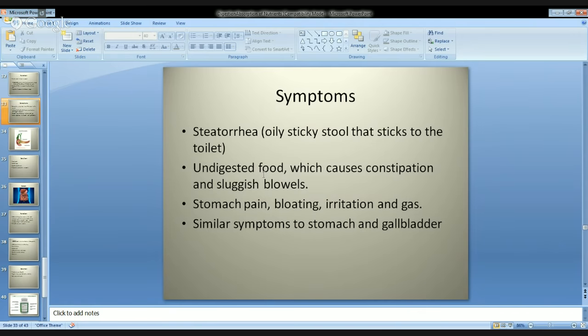But you see how you really have to look at, if you have one symptom, I can't tell you what to take unless I get the whole picture of what's going on. I have certain infographics that I'll be putting out this week to help you guys kind of organize all these things easily. Okay, stomach pain, bloating, irritation, gas, similar to the gallbladder, similar to the stomach.